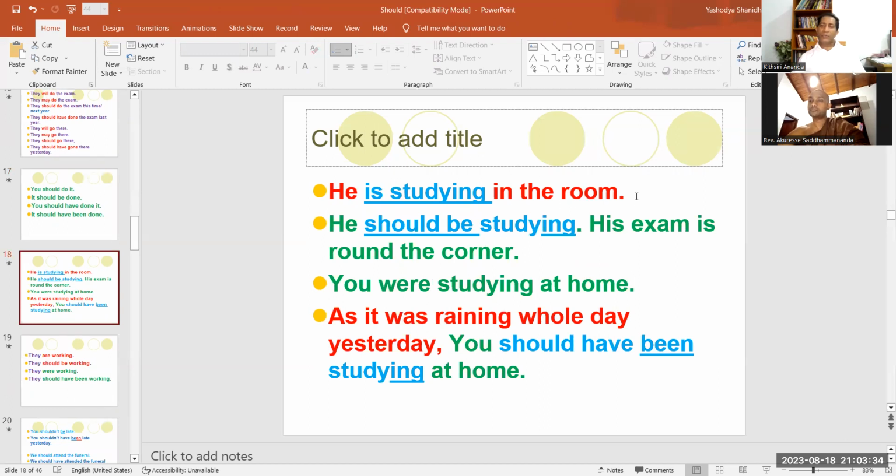He is studying in the room. When you say that by using present continuous, when you say that he is studying in the room, you mean that he has started the action of study, but he hasn't stopped studying yet. He is still in the middle of the action. So whenever you want to say that somebody is in the middle of an action, you generally use the present continuous tense. So here the first example is the present continuous.